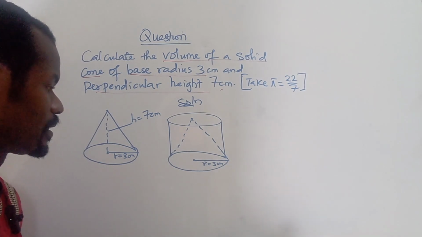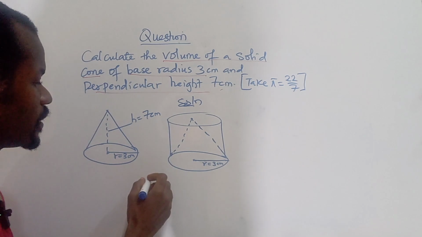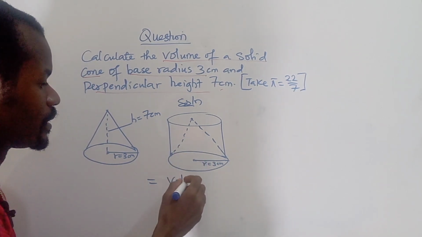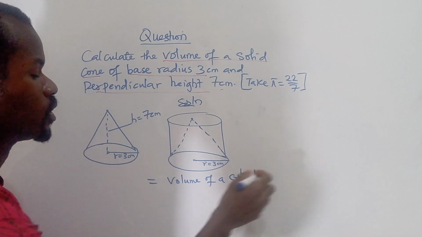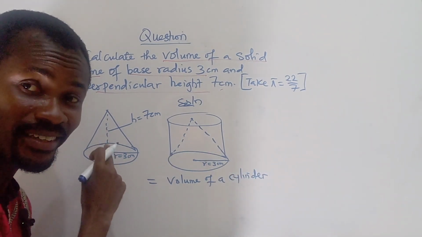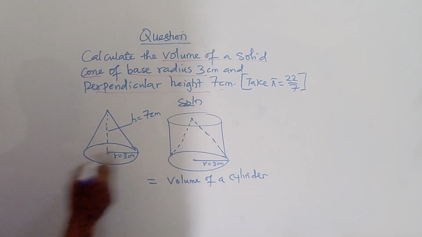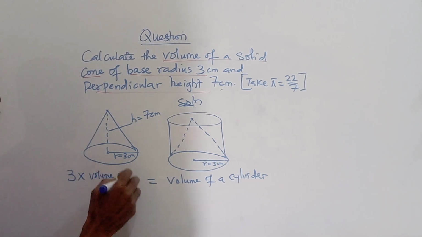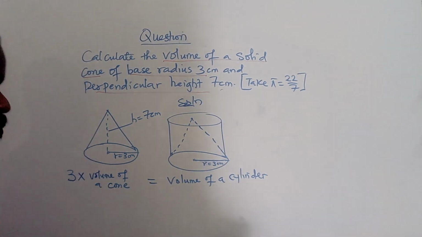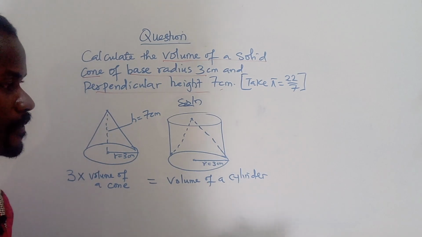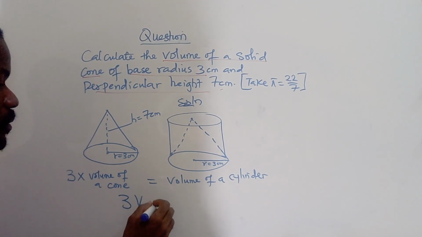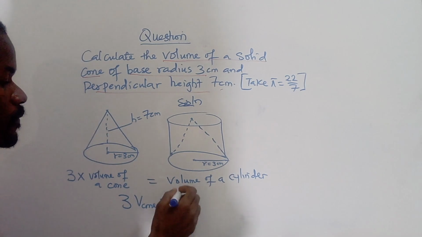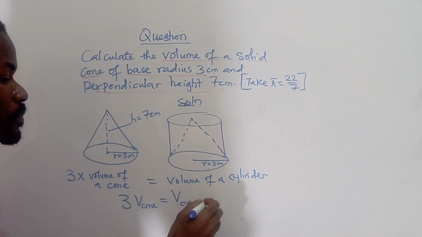So the idea is, we have the volume of a cylinder, you need to fill in this 3 times to be able to get this. All right, so we have 3 times the volume of a cone. All right, so this gives us an insight. So 3 times the volume of a cone is always equal to the volume of a cylinder.